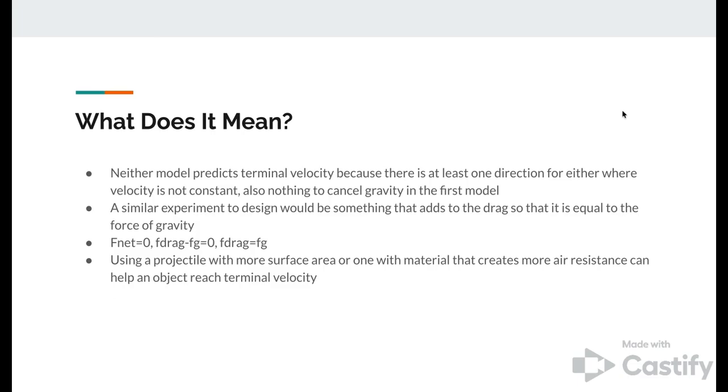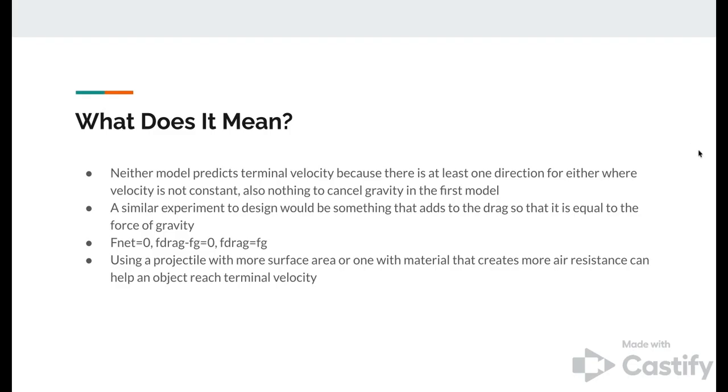So what does it mean? Neither model predicts terminal velocity because there's at least one direction for either where the velocity is not constant. So as you can see in those graphs before, the x velocity isn't constant. The x and y velocity aren't constant for the no drag, and the x and y velocity aren't constant for the drag models.